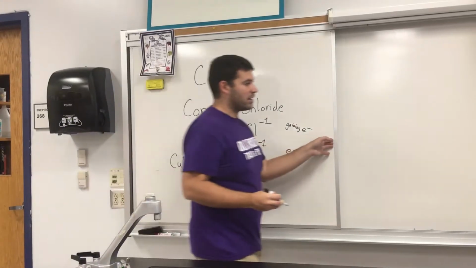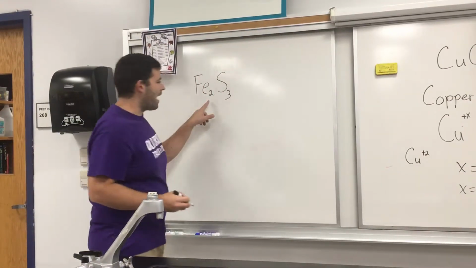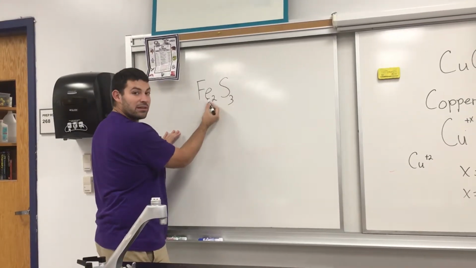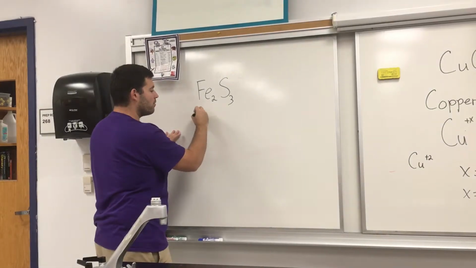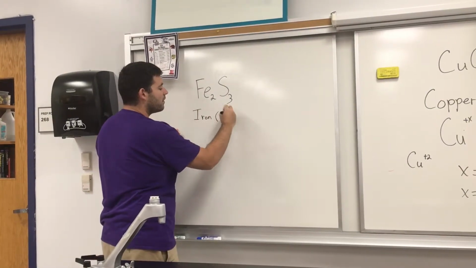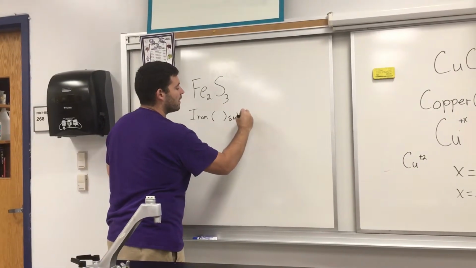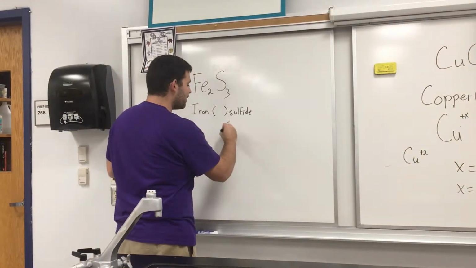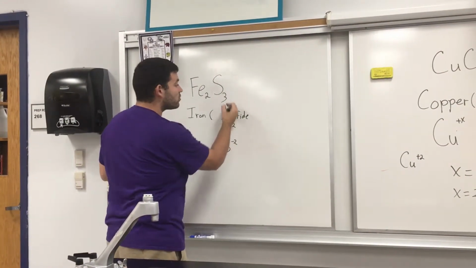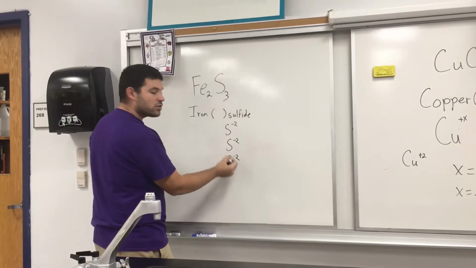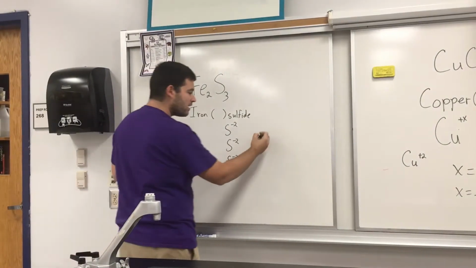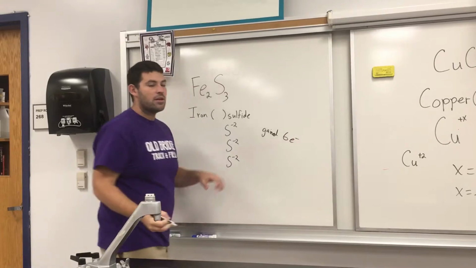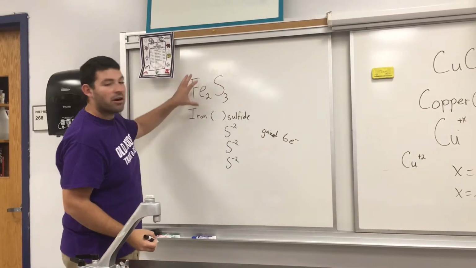All right, so we'll look at another example. We have Fe2S3. Fe is iron, it's a transition metal, so it's an ionic compound, but we're going to need that Roman numeral. So we know it's going to be iron, some type, sulfide. Sulfur is in group 16 on the periodic table, it's got a -2 charge. There's 3 of them. So each sulfur has gained 2 electrons, and as a total they've gained 6 electrons. Those 6 electrons come from our iron.